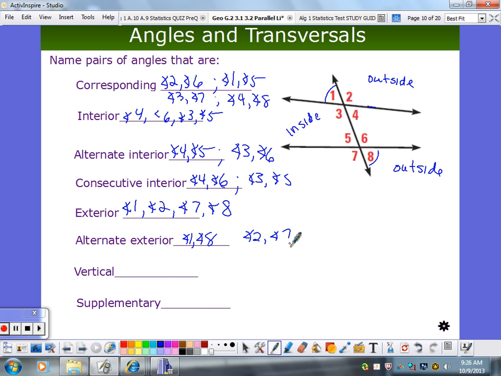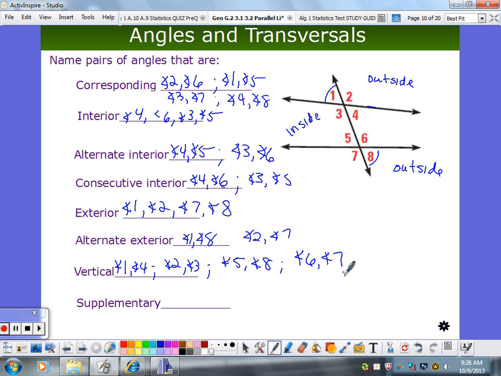Vertical angles. So how many vertical angles? Excellent. Angle 1 and angle 4. So what else? Angle 2 and angle 3. What else? Yes, sir? Angle 5 and angle 8. Any others?